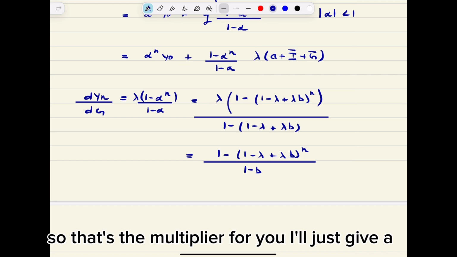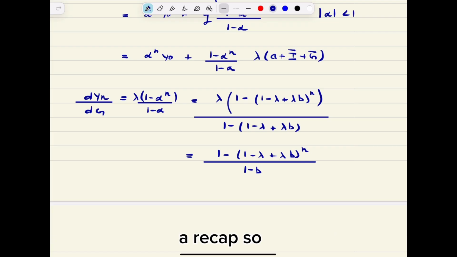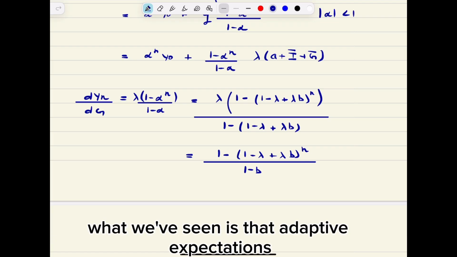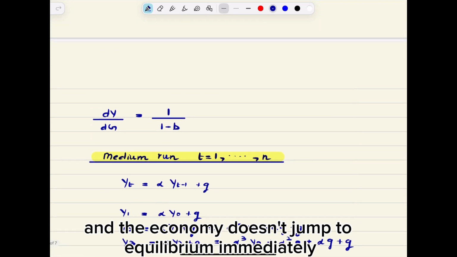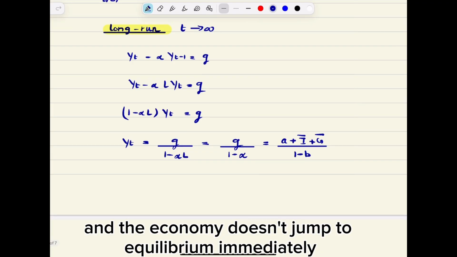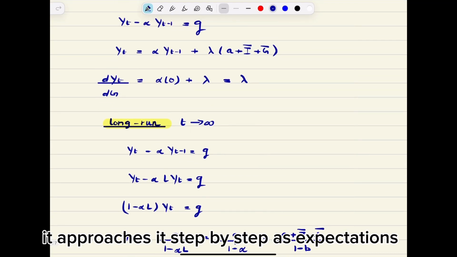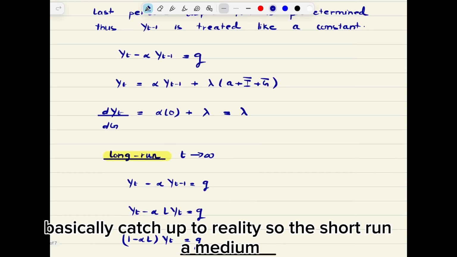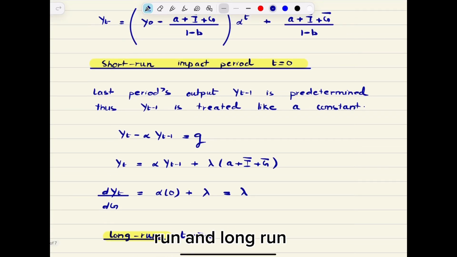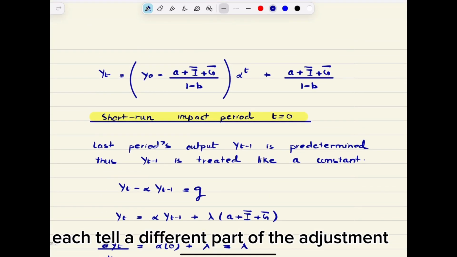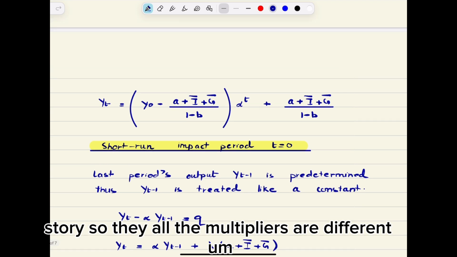I'll just give a recap. What we've seen is that adaptive expectations make adjustments gradually, and the economy doesn't jump to equilibrium immediately. It approaches it step by step as expectations basically catch up to reality. So the short run, medium run, and long run each tell a different part of the adjustment story. So all the multipliers are different.